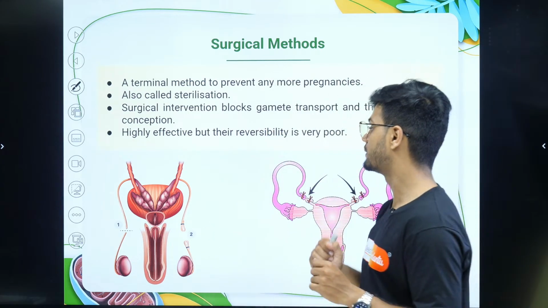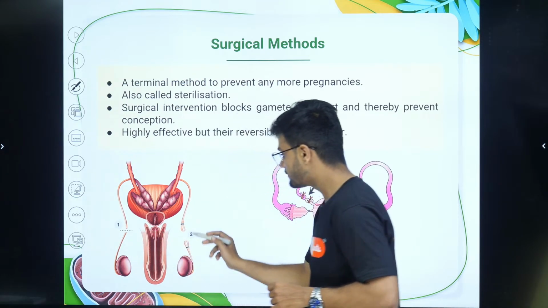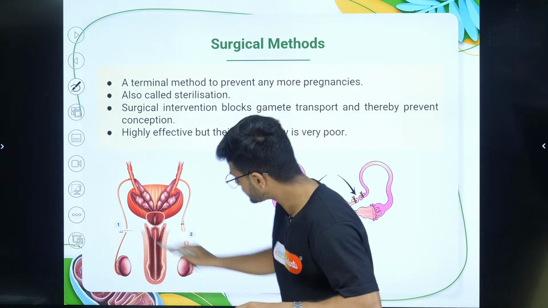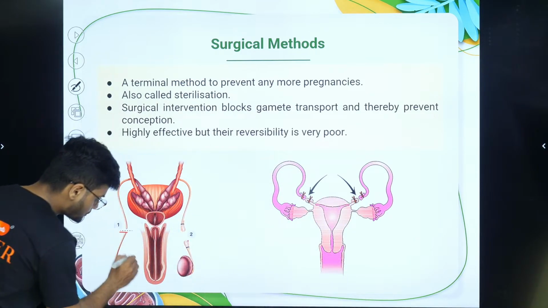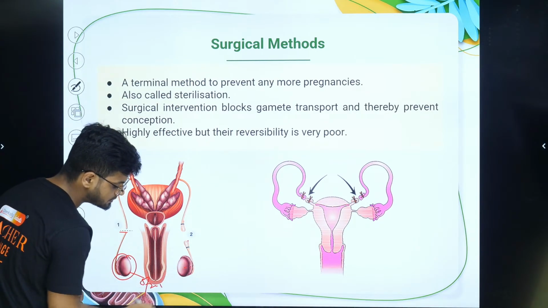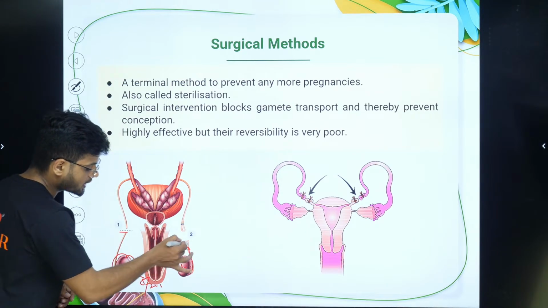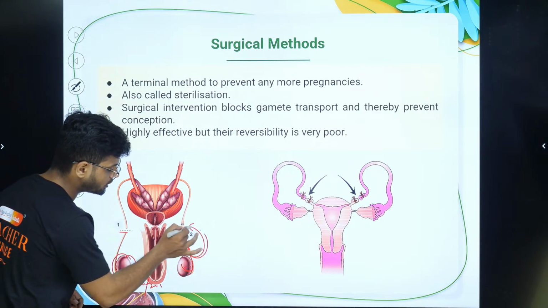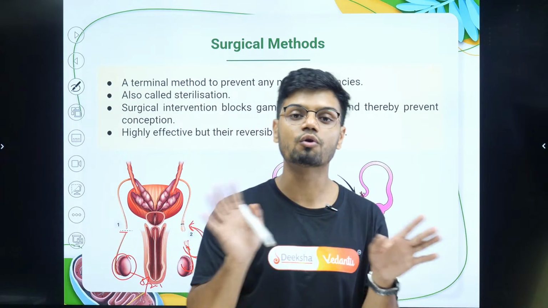That is your surgical methods. In the case of males, we have vasectomy, where the vas deferens is cut and tied. I told you, sperms are produced inside the testis. Sperm has to travel through the vas deferens. Can the sperm transfer? Obviously not. So in the semen, there will be no sperms.